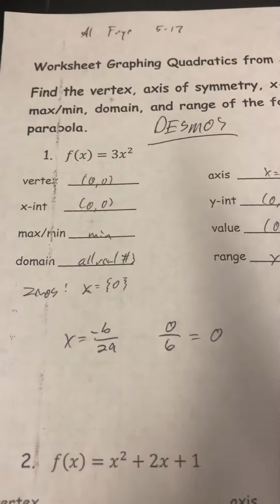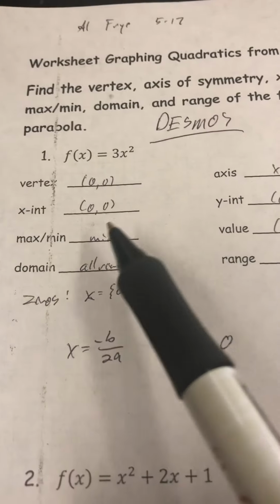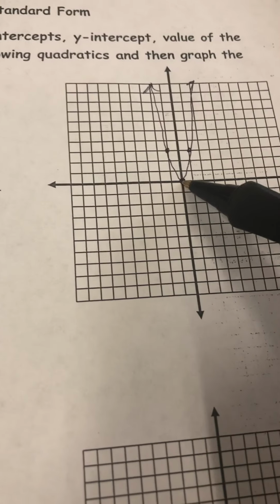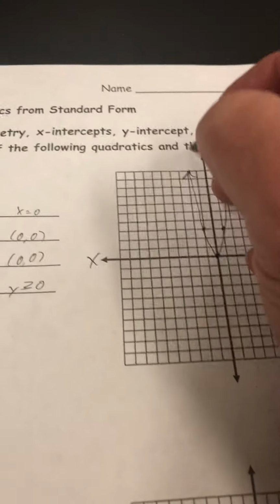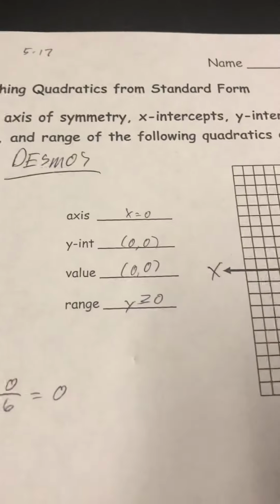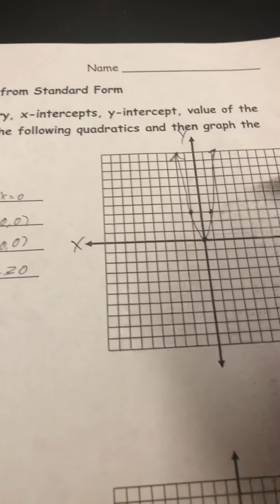This one was done in class in case you missed it. I want to have it here for you. So the vertex is 0, 0. Got a lot of zeros in this one. The x-intercept is going to be 0, 0. This is where it touches the x-axis. Remember, this is the x-axis. This is the y-axis. Okay? We have our axis x equals 0. We have our y-intercept is going to be 0, 0 also.